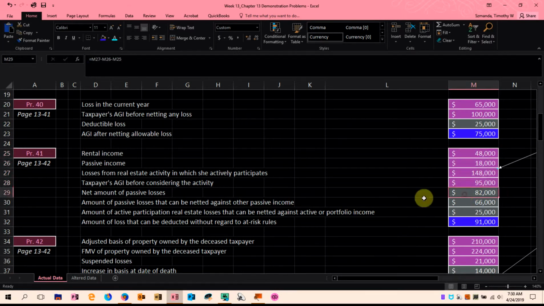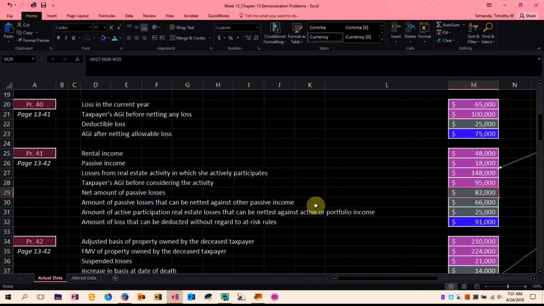The first thing, intermediary calculation, what were the net amount of the losses? In this case, I took the losses from the real estate activity and I deducted the income from passive income and the rental income as well. So I wound up with the net passive losses just by combining them.